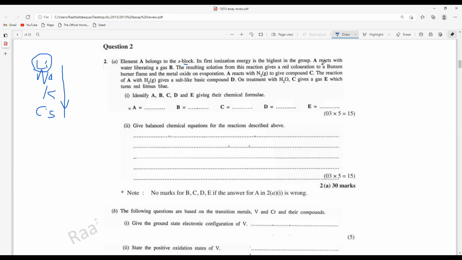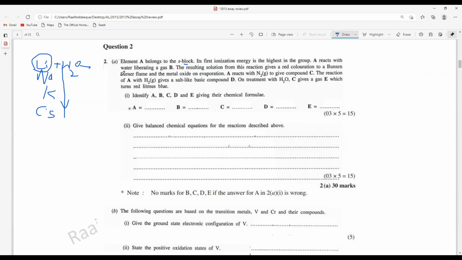Now we will go to the rest of the question. It reacts with water liberating B gas. You know lithium, when it reacts with water, forms lithium hydroxide and hydrogen gas. So here they are talking about this hydrogen gas. The resulting solution from this reaction gives a red coloration to the Bunsen burner flame. So automatically this confirms our conclusion from the first statement.